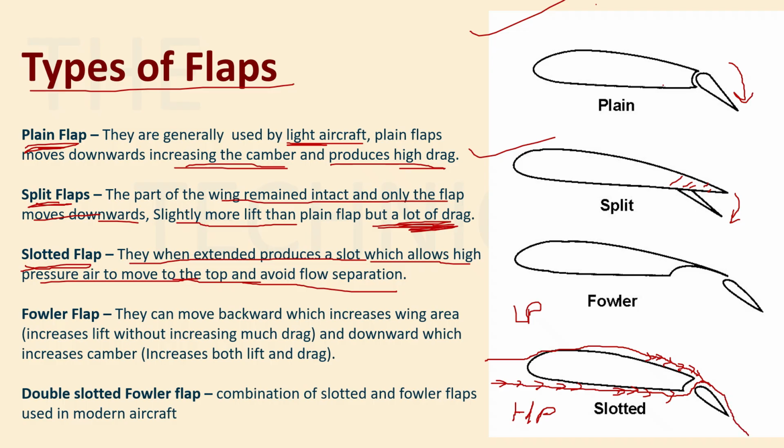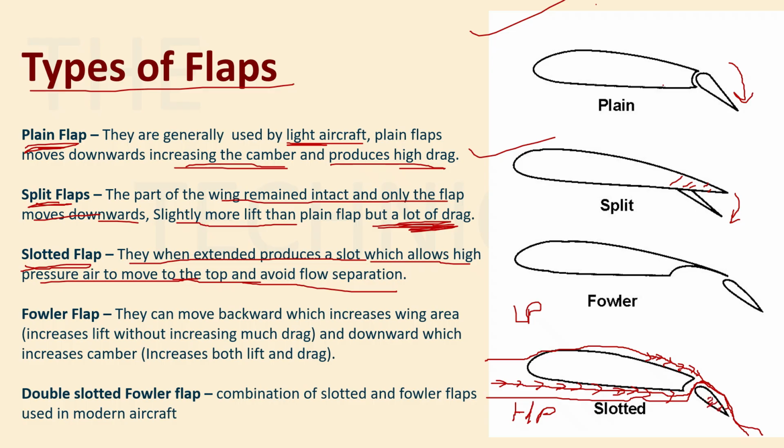It will continue its flow. So as you can see, the high pressure air comes in from here, enters through the slot, and re-energizes the low pressure air over the top surface of the wing. So this is how your slot is helpful. Now this portion of the wing is producing lift.